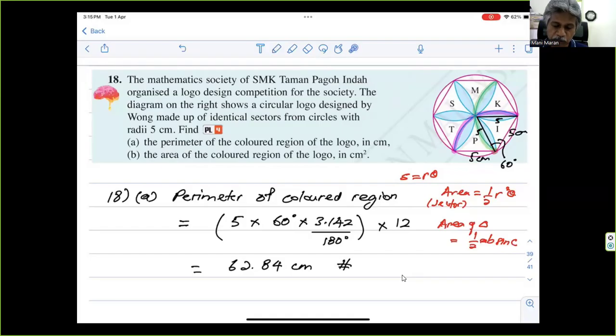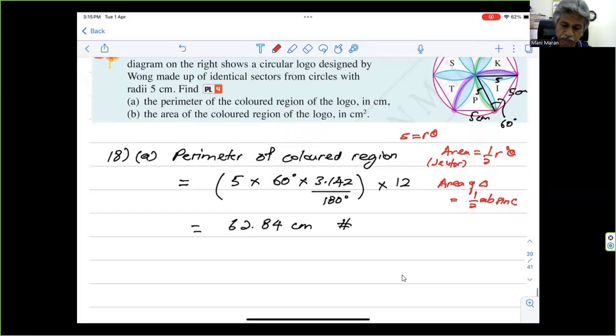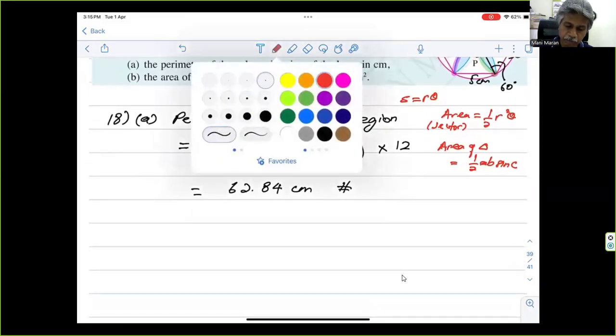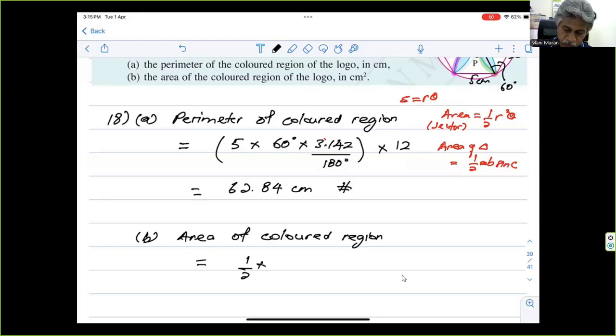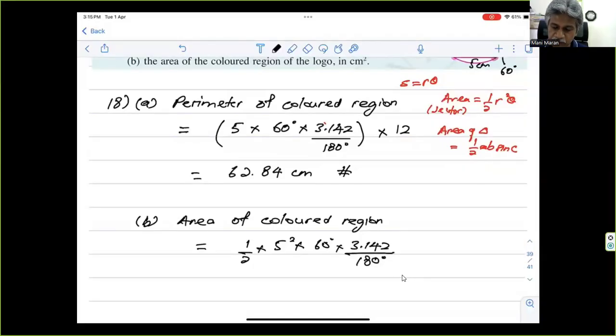So in the second part, you're asked to find the area of the colored region. Here, part B, we can write: area of colored region is equal to half r squared theta for one sector. So r will be 5 squared times theta, which is 60 degrees times 3.142 divided by 180 degrees. Okay. So this is the area of the sector. We must minus the area of the triangle.